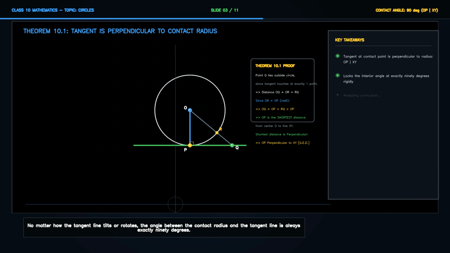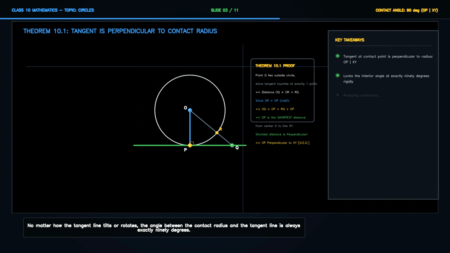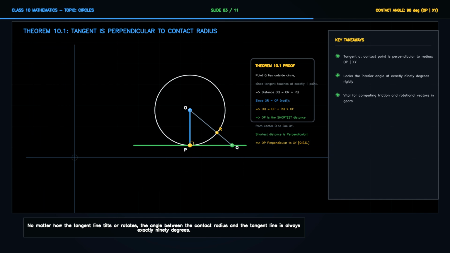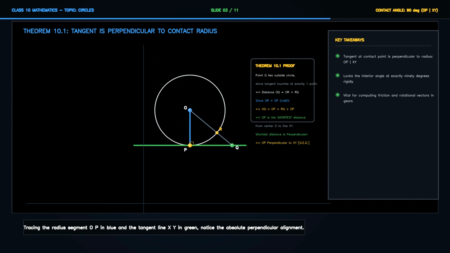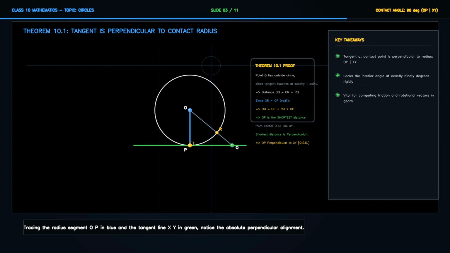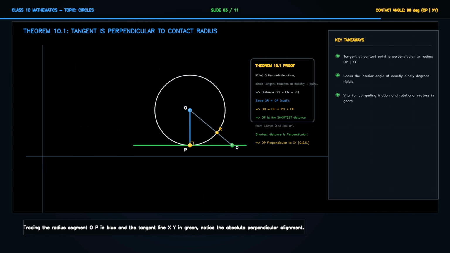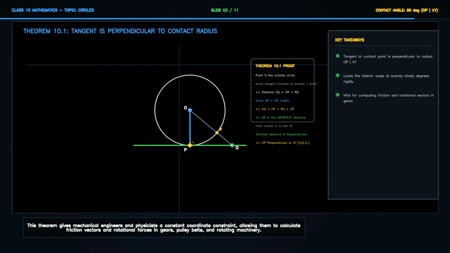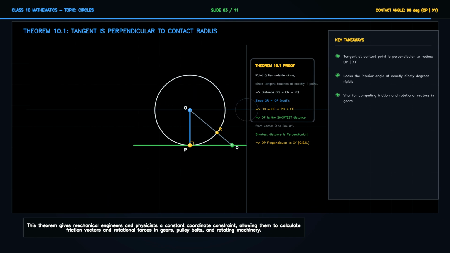No matter how the tangent line tilts or rotates, the angle between the contact radius and the tangent line is always exactly 90 degrees. Tracing the radius segment OP in blue and the tangent line XY in green, notice the absolute perpendicular alignment. This theorem gives mechanical engineers and physicists a constant coordinate constraint, allowing them to calculate friction vectors and rotational forces in gears, pulley belts, and rotating machinery.